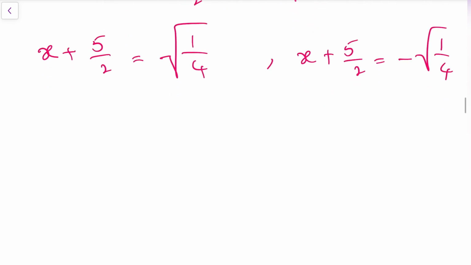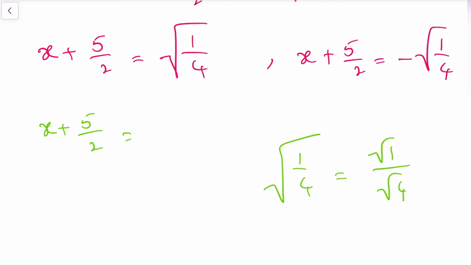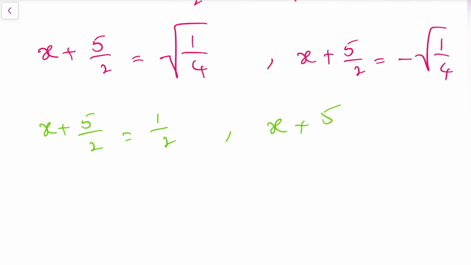Now left side as it is, x + 5/2 equals, what is the value of under root 1/4? Here root 1/4 can be separated as root 1 divided by root 4. So root 1 is nothing but 1, root 4 is nothing but 2. So root 1/4 is nothing but 1/2. Simply substitute that 1/2 here. The same way here also, x + 5/2 equals minus 1/2.